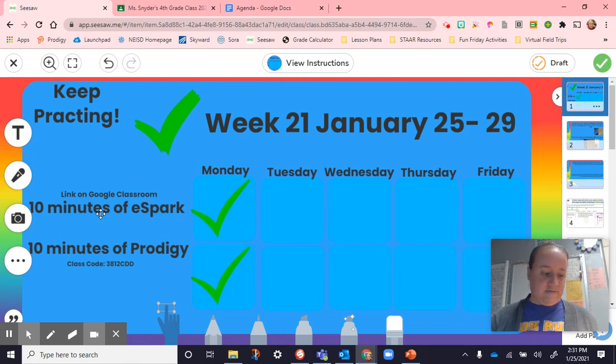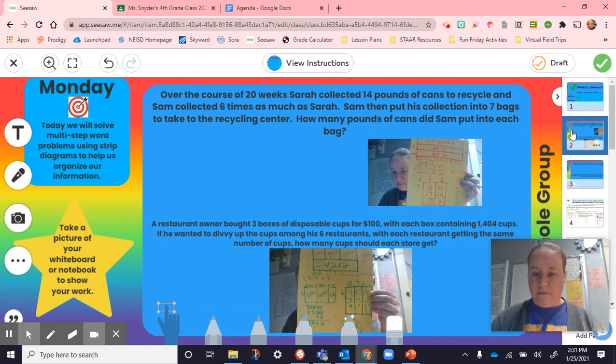And this first page is just to help you keep track. I want you doing 10 minutes of eSpark a day, 10 minutes of Prodigy. So once you finish that, you can just click one of the green check marks and put it over there. Then today, these were the two problems that we solved together.